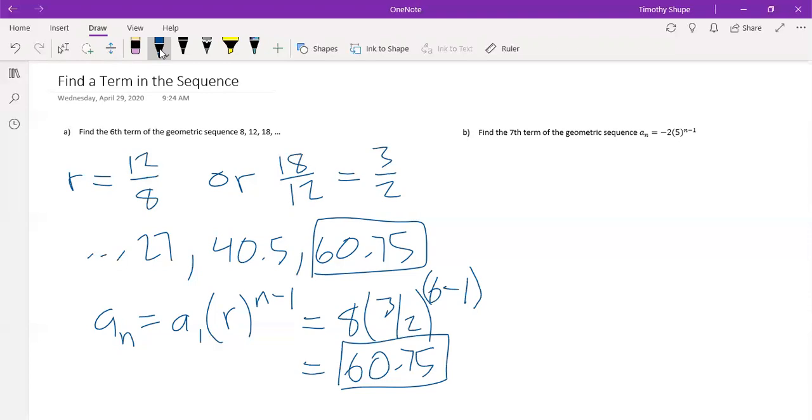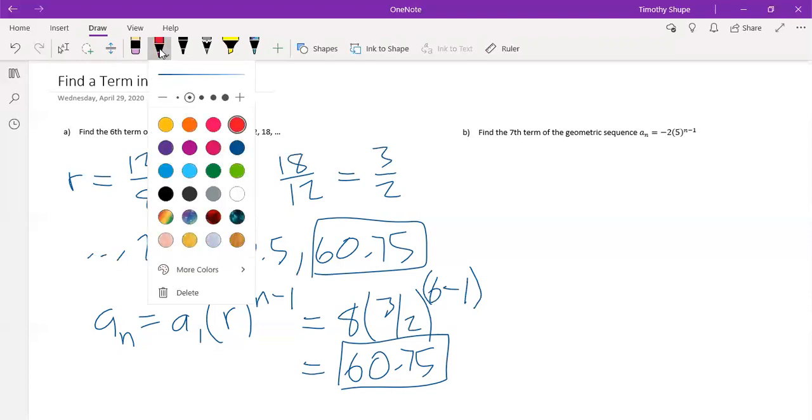So I can do it either way. I can multiply out by multiple values of the ratio until I get to that sixth term, or I can just use our general form and say I start on my first term, I need 5 more of my ratio, and if I multiply that out, I end up getting the 60.75.